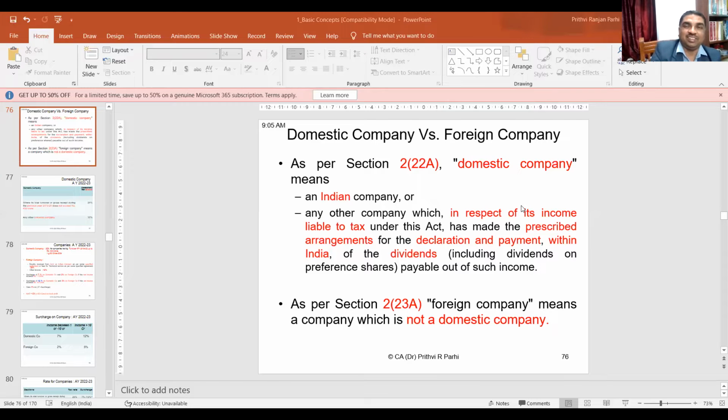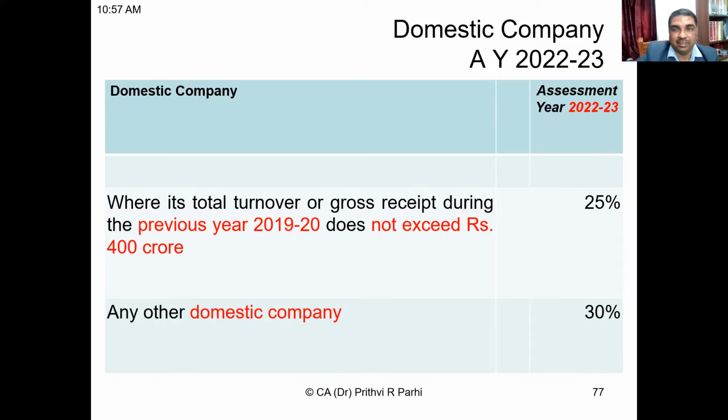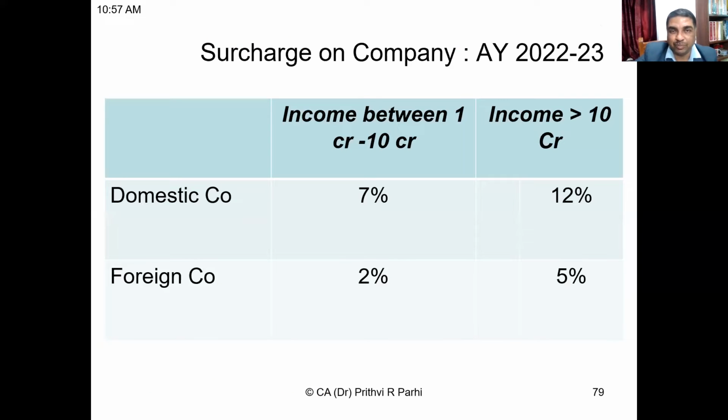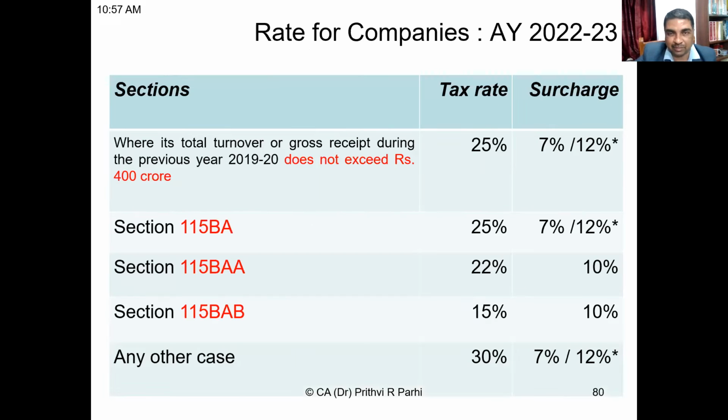Okay, good. So friends, this is what we have understood earlier, that for a domestic company it may be 25% or 30%, and for foreign companies, I had told you, it may be 50% or 40%, depending on what kind of income it might be. So surcharge rates also, we have seen, you can just have a look. This is the surcharge rate for assessment year 22-23. For a domestic company, 7% or 12%. If the income exceeds 1 crore but doesn't exceed 10 crore, then 7%. If it exceeds 10 crore, then it is 12%. For a foreign company, 2% if the income is between 1 crore to 10 crore, but the moment it exceeds 10 crore, it is 5%. And these are the specific rates I was talking about.